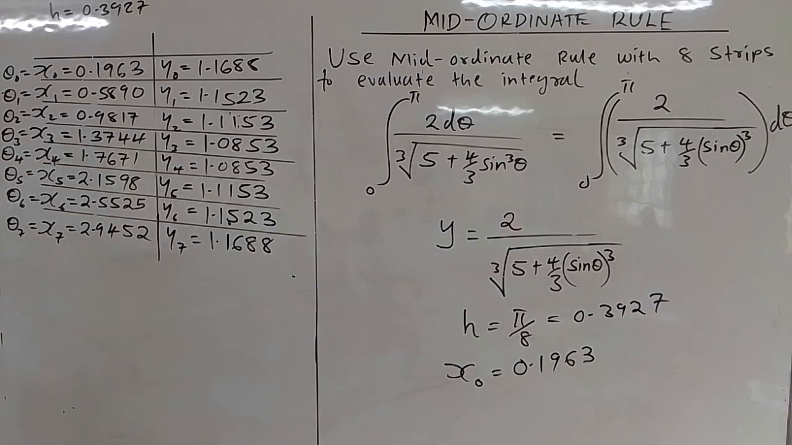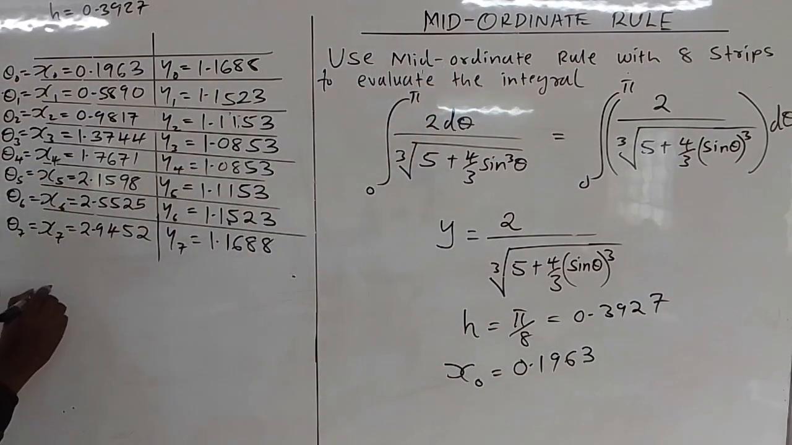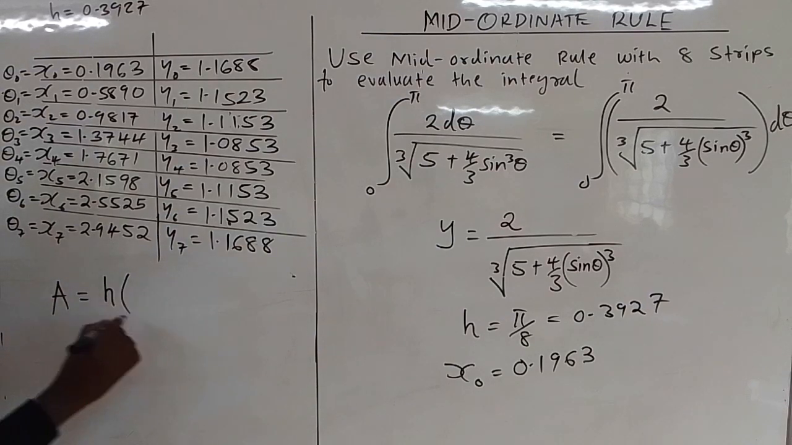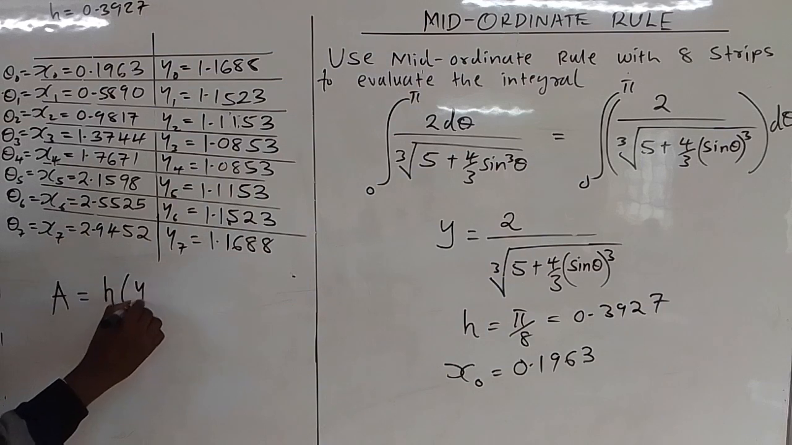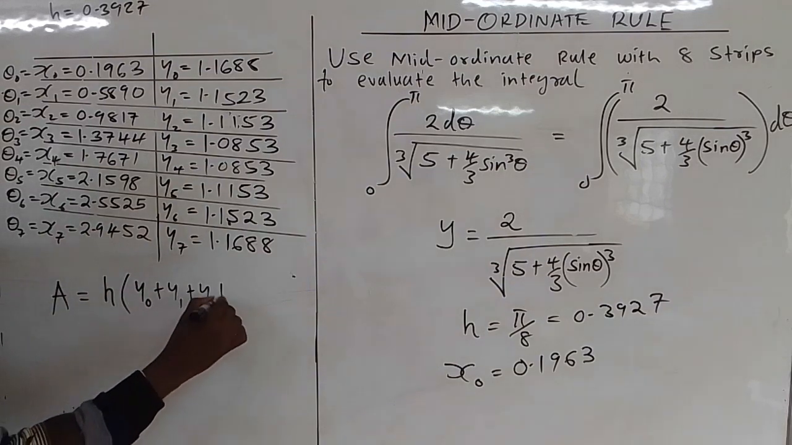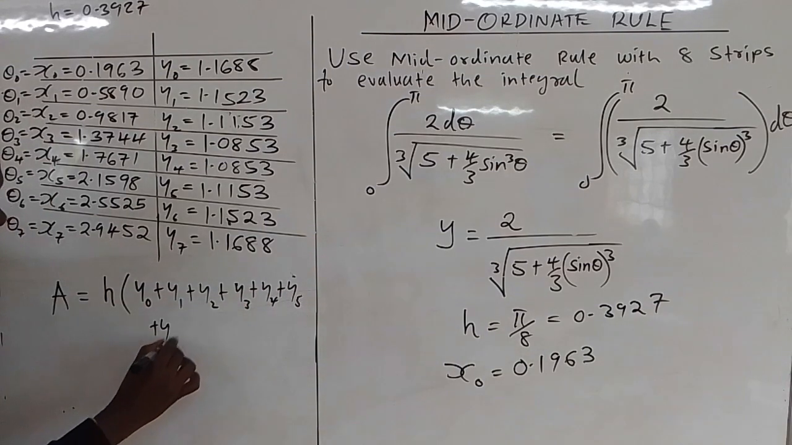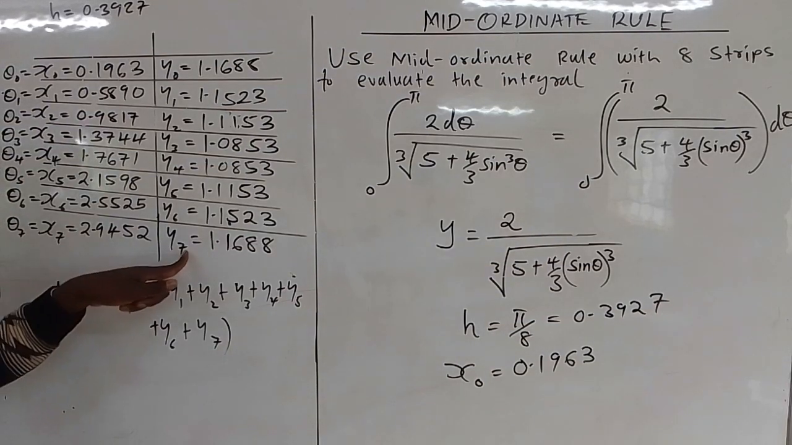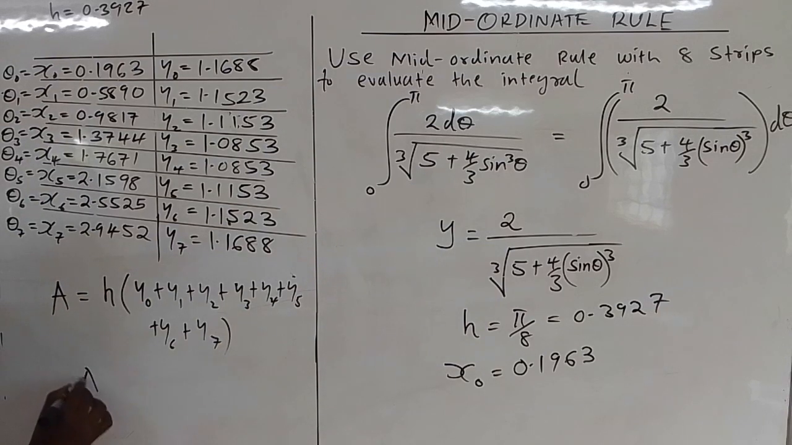So you now write the formula for the mid-ordinate. What is the formula of finding the area of the mid-ordinate rule? It is h into the sum of the ordinates, isn't it? See, the mid-ordinate was h, then trapezoidal half h, then Simpson's a third h, isn't it? Are we together? So it is h into the sum of ordinates. Ordinates start from y0, y1, y2, y3, y4, y5 plus y6 plus y7, because our ordinates are reaching y7, isn't it? Are we together?